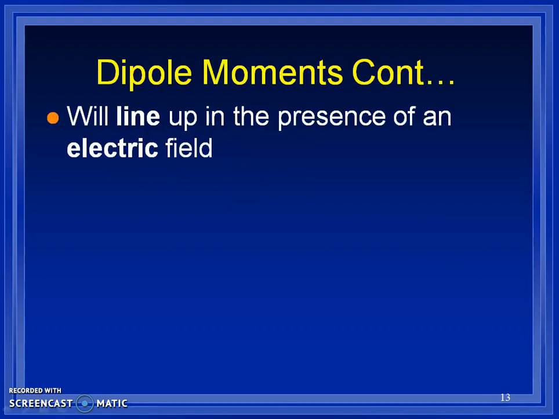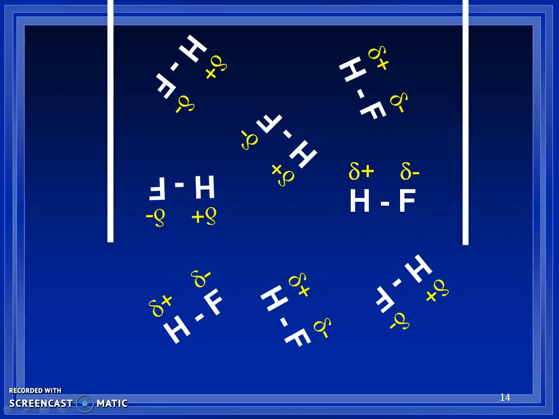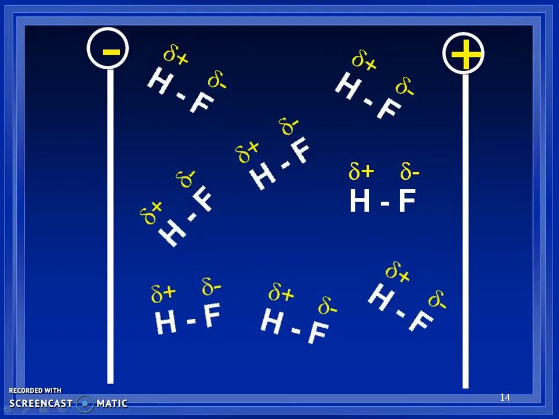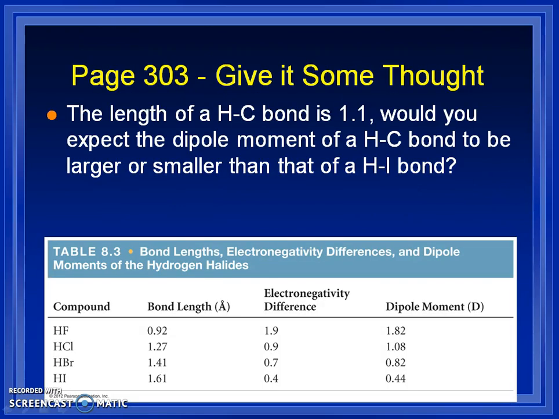So dipole moments, when we line up a dipole molecule in the presence of an electric field, what happens? Well, here we have a lot of HFs just floating around. They're just going to kind of move around. They're going to have their partial positive and negatives. But now let's put an electric field. What do you think is going to happen? Look at that. They line up nicely. You have all of your positives lined up with your negative side and all of your negatives lined up with your positive side. So that should make sense. Again, the force of attraction. Again, give it some thought.